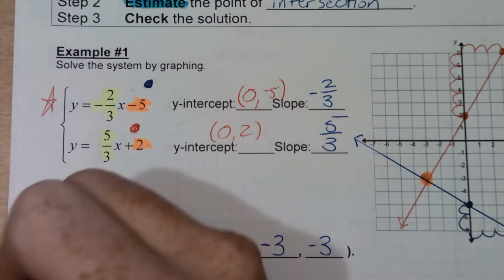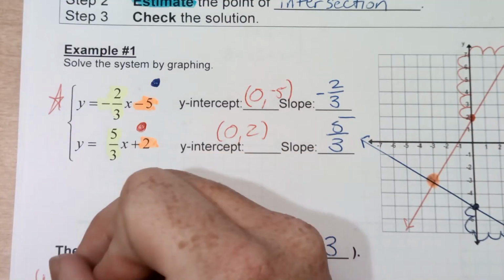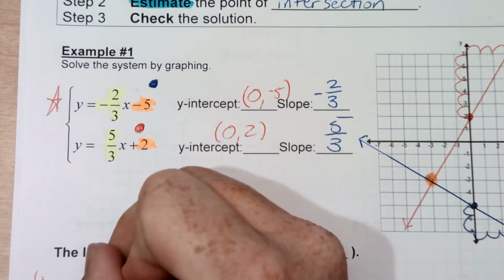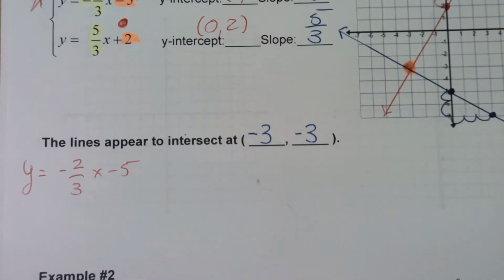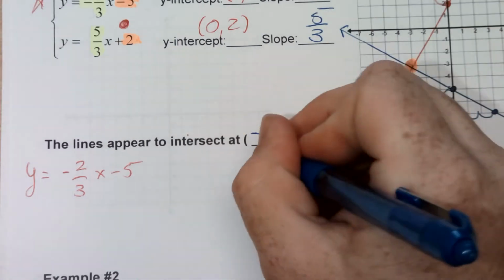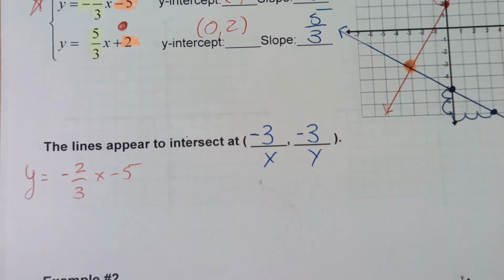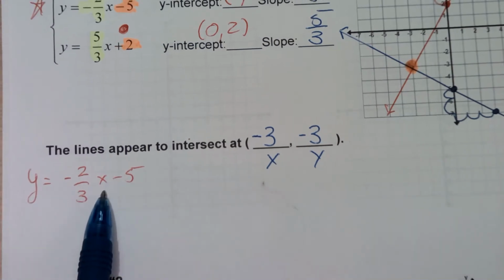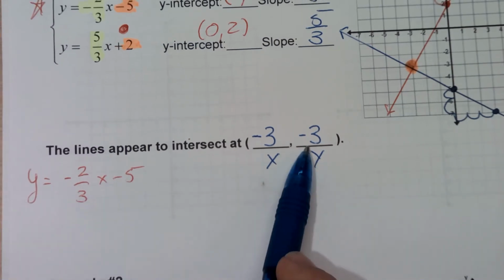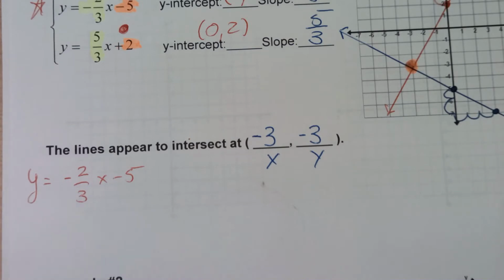My equation is y equals negative 2/3 x minus 5. If you see, we now have an x value and a y value for our ordered pair. So anytime you see an x, we're going to plug that in for x, and anytime you see a y, we're going to plug this number in for y. And that is how we check our solutions.